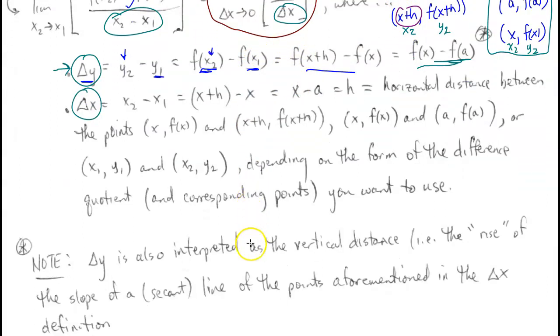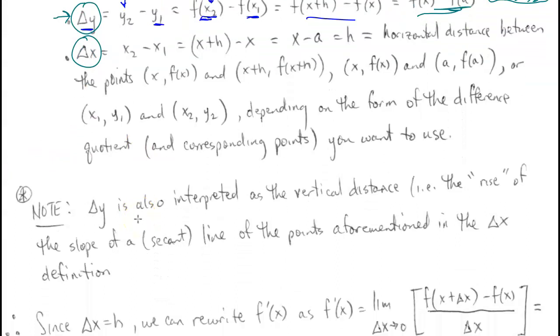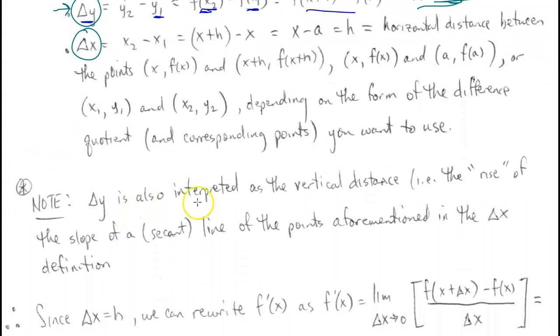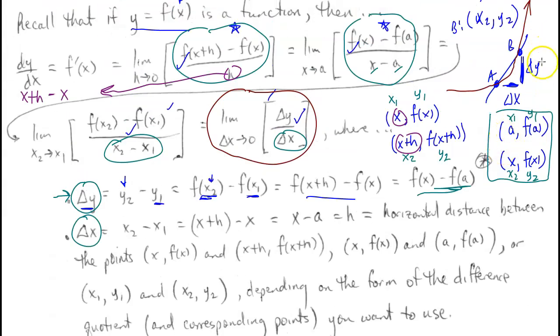All right, so now that we see how all these forms of the difference quotient are connected to the delta y and the delta x, now we want to talk about what the delta x and delta y actually mean, okay? So with the delta y, we also interpret this as a vertical distance, or of course the rise of the slope of the secant line. So that's what I was trying to show you here, okay?